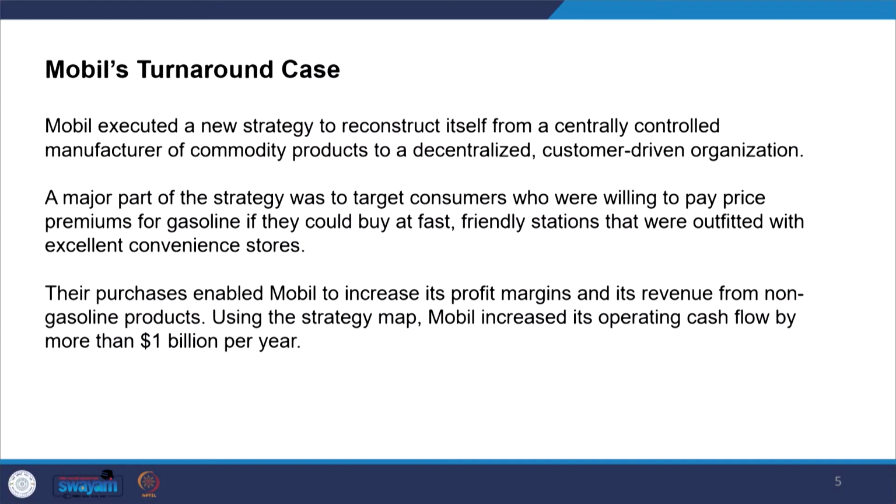Now, making those changes, after understanding those changes, Mobil was able to increase its profit margin and its revenue from non-gasoline products. The same commodity product which we earlier said was non-differentiating, they now brought some kind of differentiation into. And using the strategy map, Mobil increased its operating cash flow by more than $1 billion US per year. So let us look at this case more descriptively.